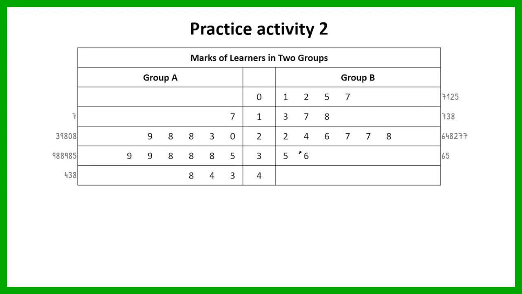Then for group B, in the 0 tens group, you should have had 1, 2, 5, and 7. In the tens group, you should have had 3, 7, and 8. In the 20s group, you should have had 2, 4, 6, 7, 7, and 8. And in the 30s group, you should have had 5 and 6. And then in the 40s group, there's nothing. Okay, so that's what you should have for your stem and leaf plot.